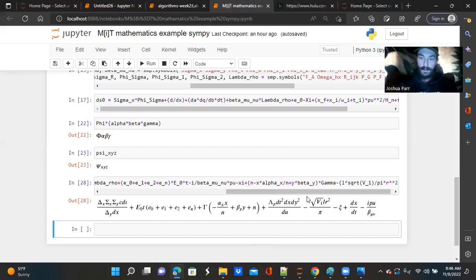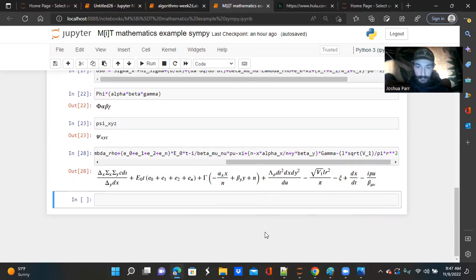Minus the square root of my V1 variable, which is my vector space coordinates, the real vector space coordinate collective. So once you add up v0 through as it approaches v1, you're going to multiply that by LR squared divided by pi minus xi plus the derivative x with respect to time minus IPU divided by beta mu nu.